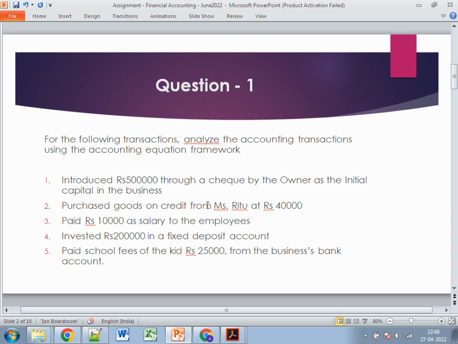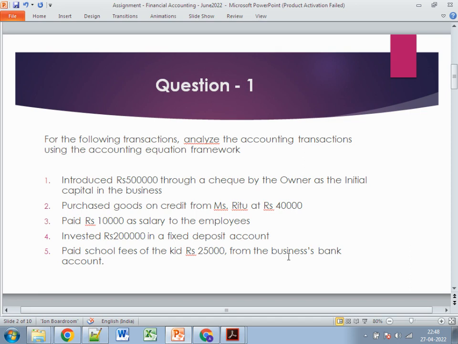For the following transactions, analyze the accounting transactions using the accounting equation framework. Introduced rupees 5 lakhs by cheque by the owner as the initial capital in the business. Purchased goods on credit from Mr. Ritu at rupees 40,000. Paid 10,000 as salary. Invested 2 lakhs as an FD. Paid tuition fees of the kid, 25,000, from the business bank account.